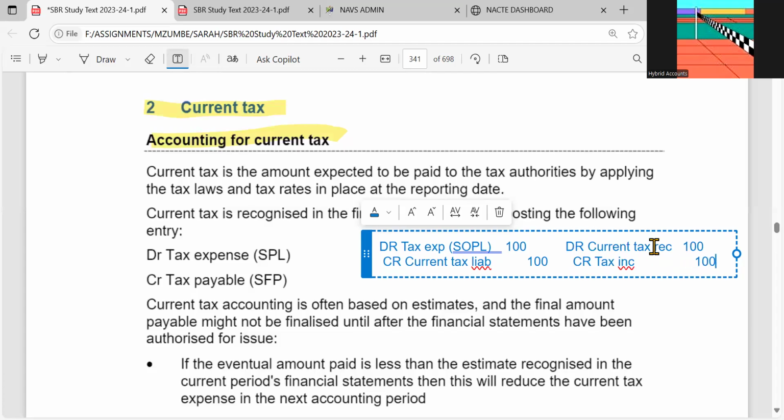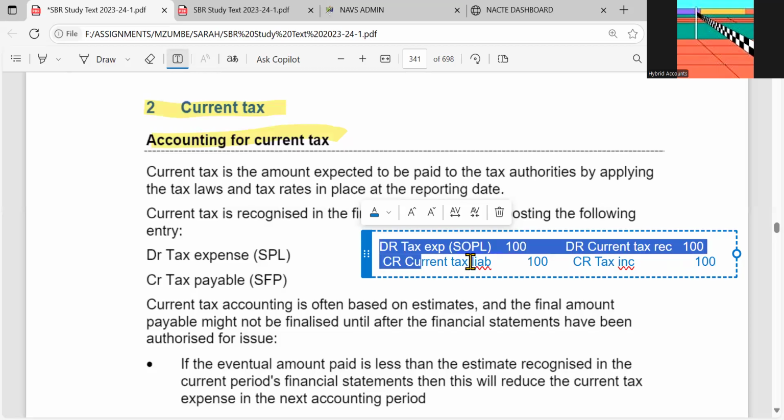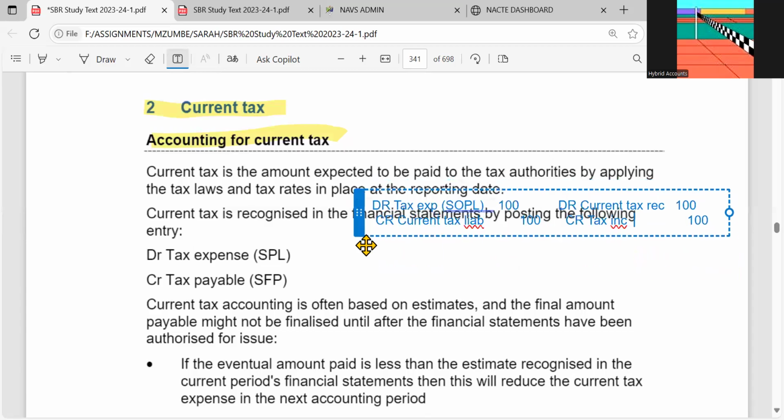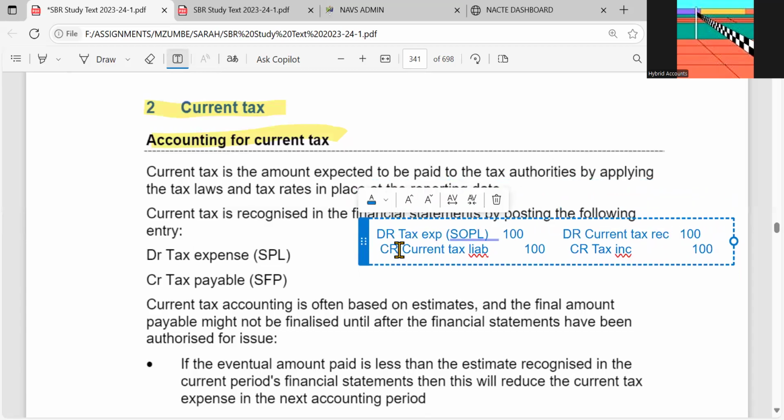But usually this second case is very rare, so let's focus on the first double entry. For the first one, we have an expense and the liability. For the second one, we have the asset in the statement of financial position and the income in the statement of profit or loss, right? But now this is what happens. This is just an estimation, a provisional liability. It may or may not be the case.